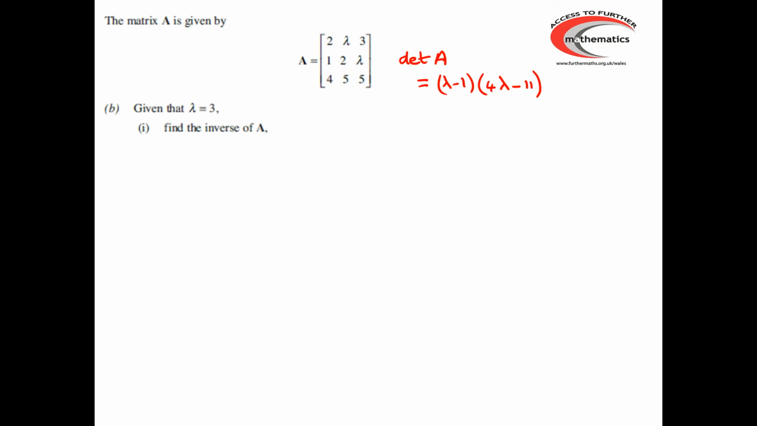Moving on to part B of the question. We've been told that lambda is equal to 3 now, so that means that A is the matrix 2, 3, 3, 1, 2, 3, 4, 5, 5. And putting lambda equals 3 into the expression for the determinant of A, we've got the determinant of A is 3 take away 1 times 4 times 3 take away 11. In other words, the determinant of A is 2 times 1, which is 2.